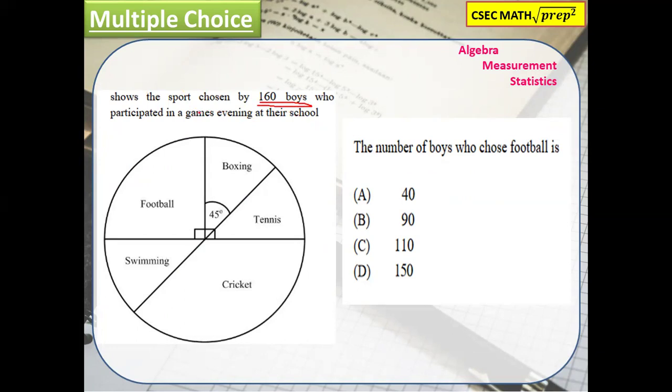All right. So what happened is the question is asking now the number of boys who chose football. Now, football is taking up a quarter of the circle, as we are seeing, obviously. So we just simply need to multiply a quarter by 160. And 4 can go into 16 4 times. So 40 is our answer there. Easy.